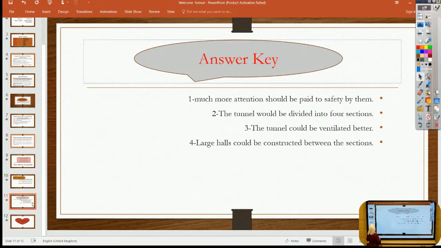Number 1, yes, here: much more attention should be paid to safety. We said this is number 1. Number 2, 3: the tunnel could be ventilated better. 4: large holes could be constructed between the sections.